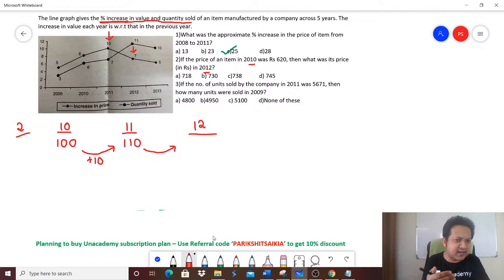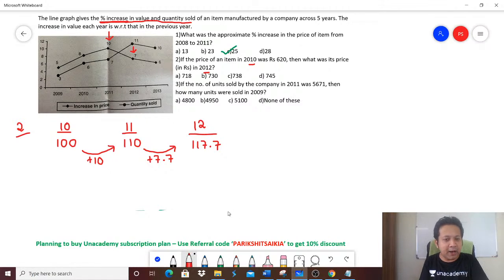What about 7%? 7% is 7 times. So if 1% is 1.1, 7% is 7 times of 1.1. So it will become plus 7.7. Plus 7.7. Right? So how much is this? 117.7.